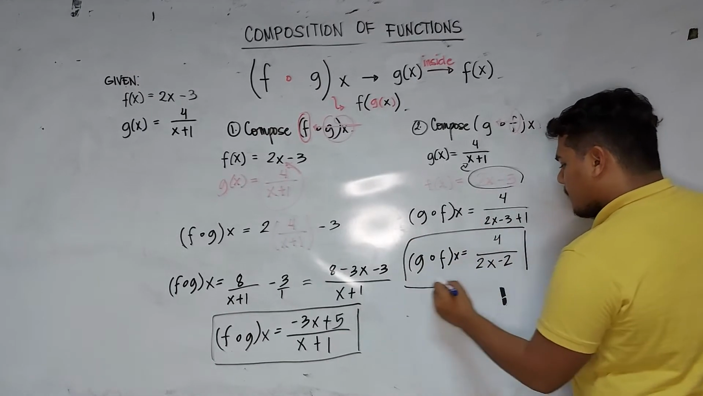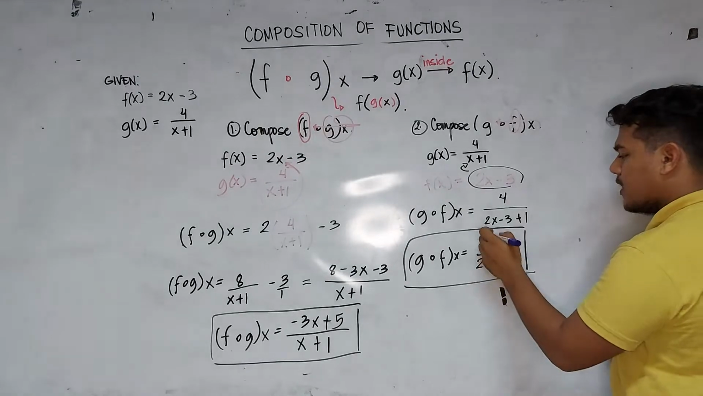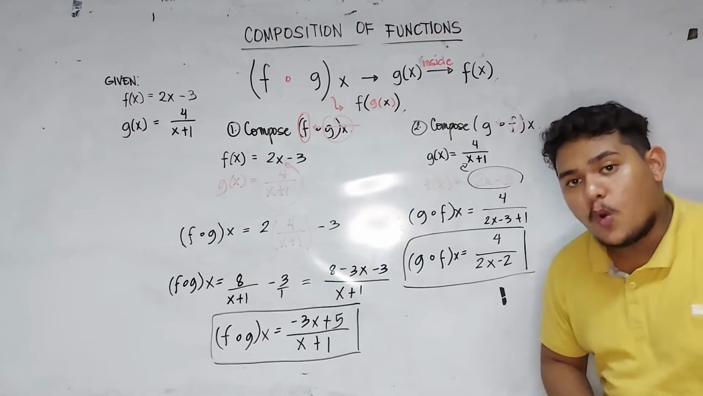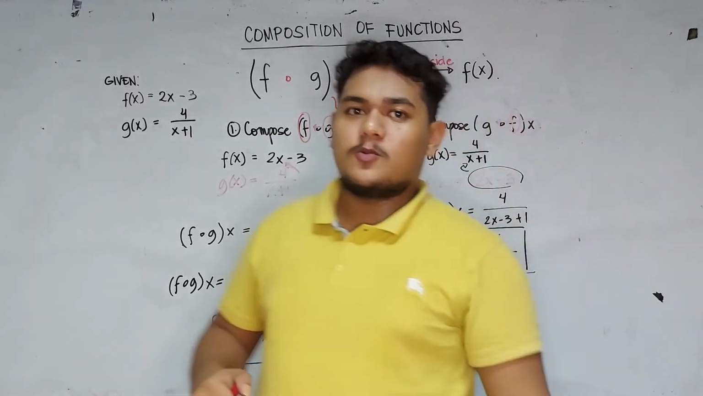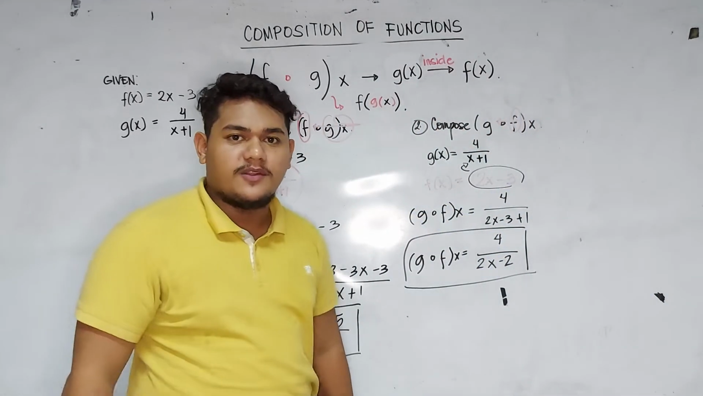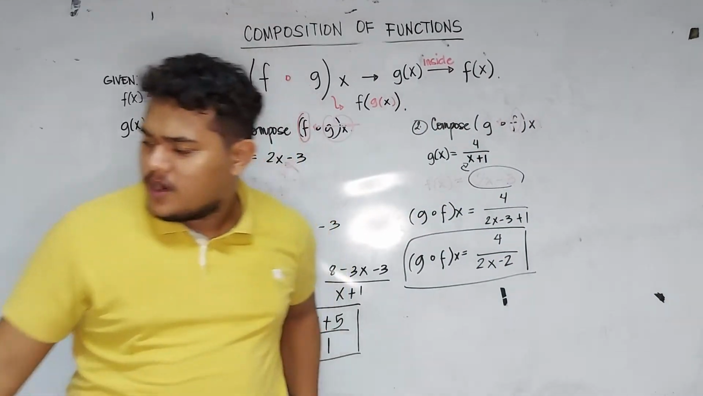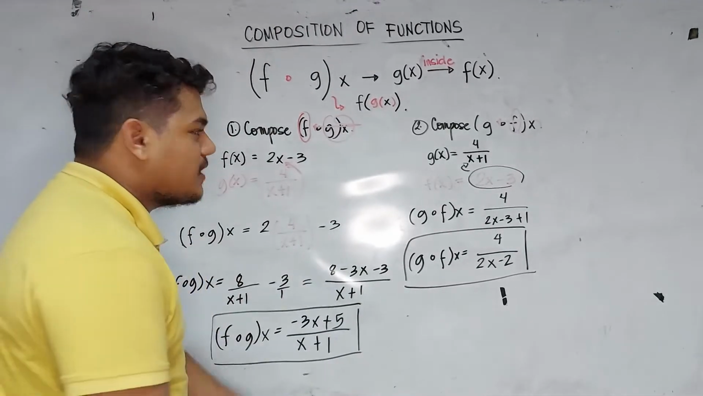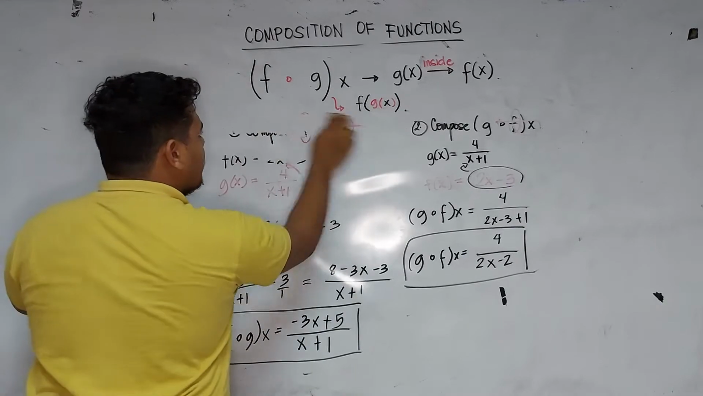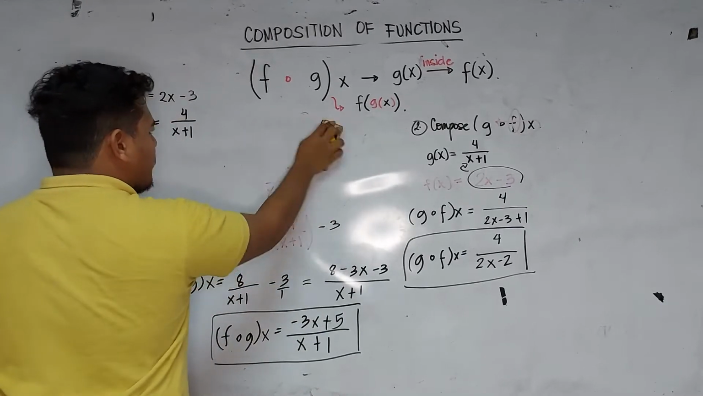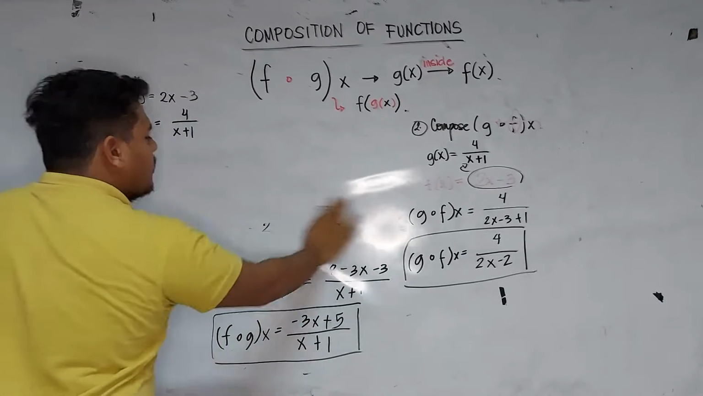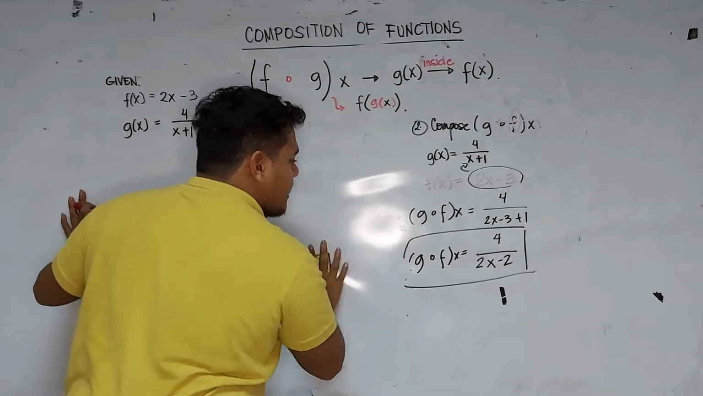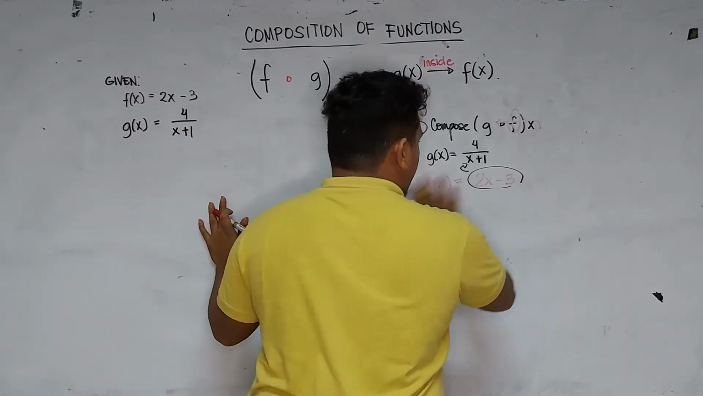Teacher, can't we simplify 4 over 2x minus 2? No, because 4 over 2x minus 2 is a different value. Just like when we say 400 pesos, it can be simplified to 4 if 400 is divided by 100. 400 over 100 is 4. If you are given 400, divided by 100, you would only receive 4. So they are different values.